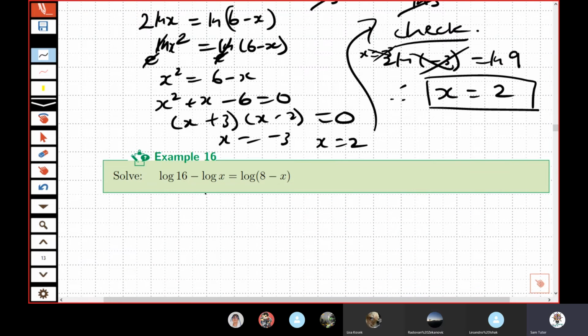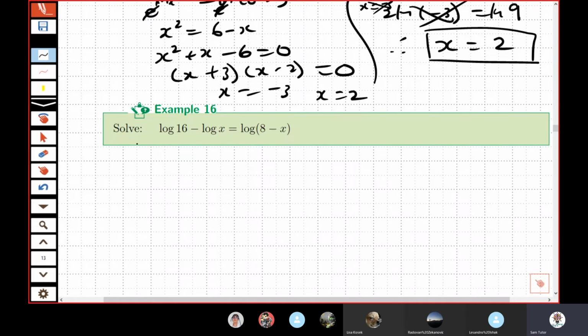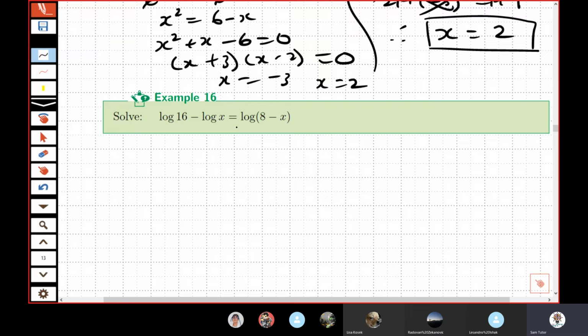I'll give you guys maybe a minute or two to just think about this. Think about how you would solve it. Maybe, subtraction, that's a log law. And you'll get rid of your logs. Just play around with it before I start, I guess.